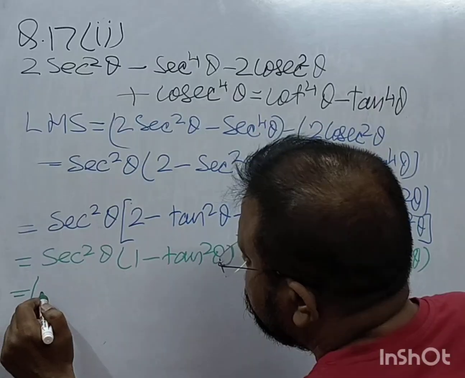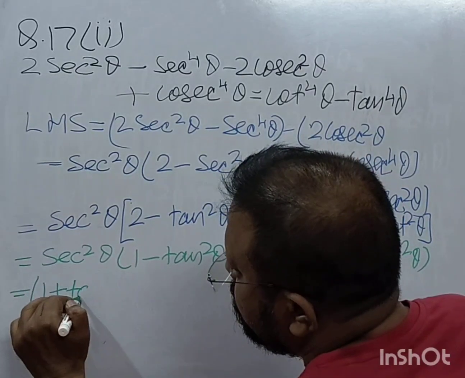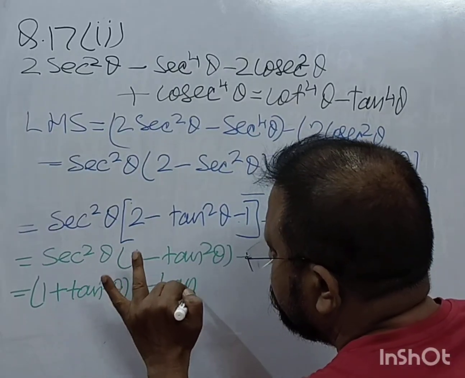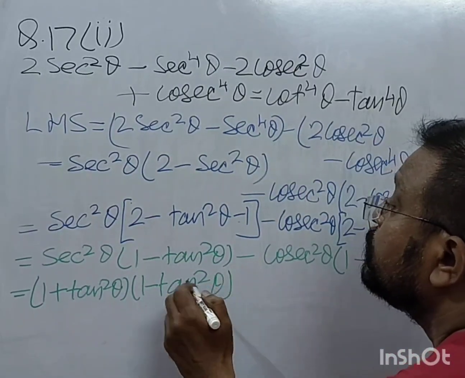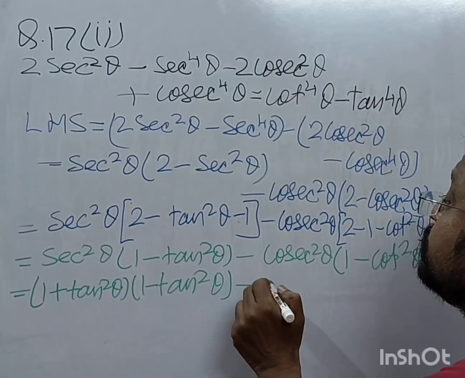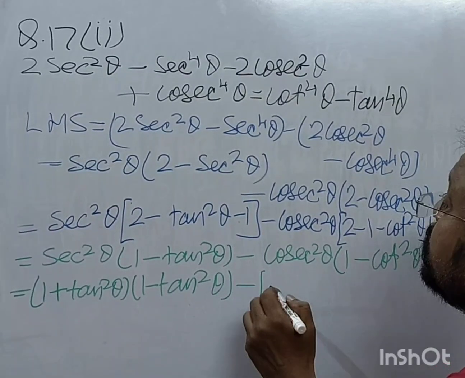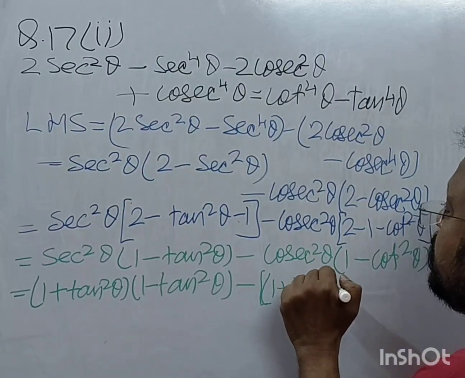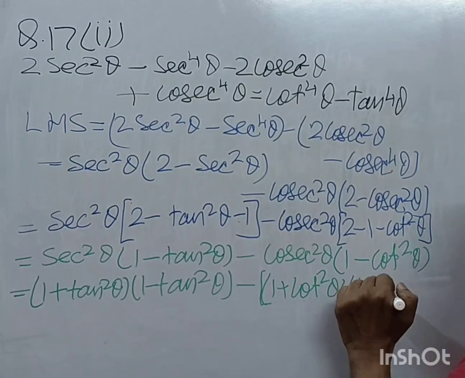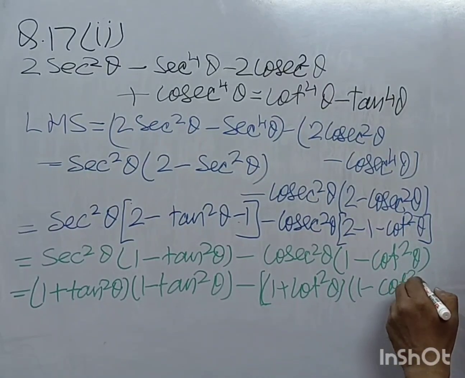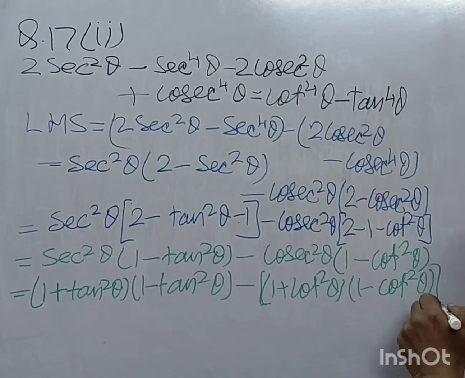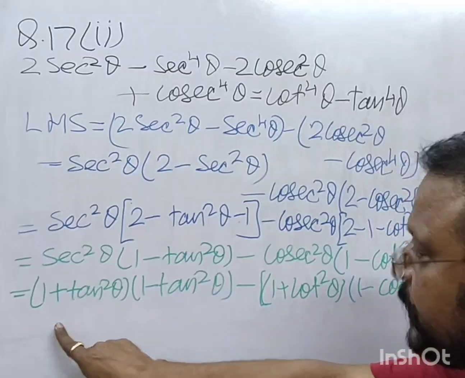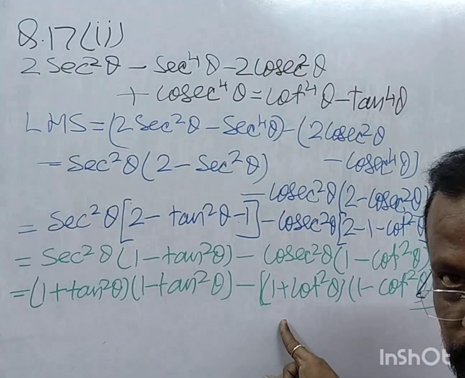This is (1 plus tan square theta) bracket (1 minus tan square theta), minus, this is (1 plus cot square theta) bracket (1 minus cot square theta). You get it? This sec square theta is 1 plus tan square theta. Cosec square theta is 1 plus cot square theta.